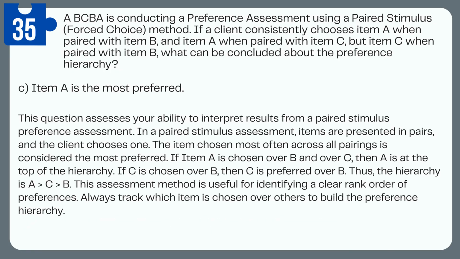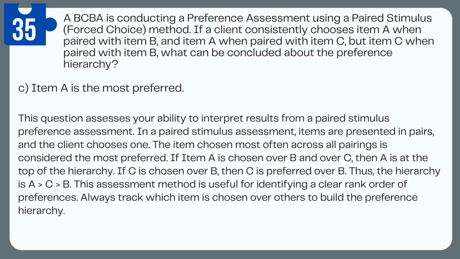Answer: C. Item A is the most preferred. This question assesses your ability to interpret results from a paired stimulus preference assessment. In a paired stimulus assessment, items are presented in pairs, and the client chooses one. The item chosen most often across all pairings is considered the most preferred. If item A is chosen over B and over C, then A is at the top of the hierarchy.